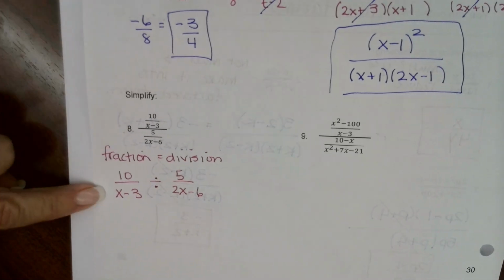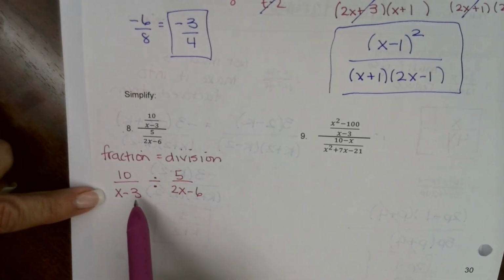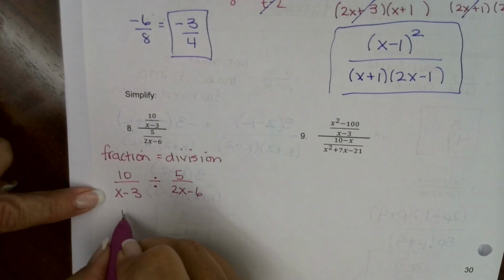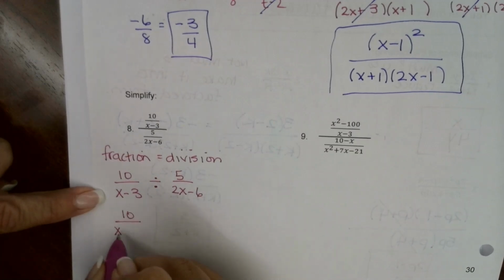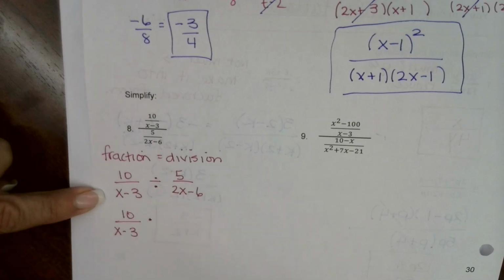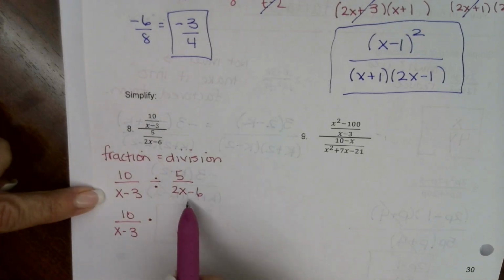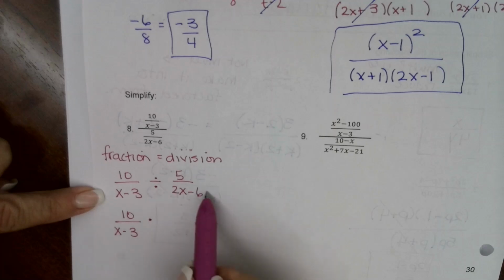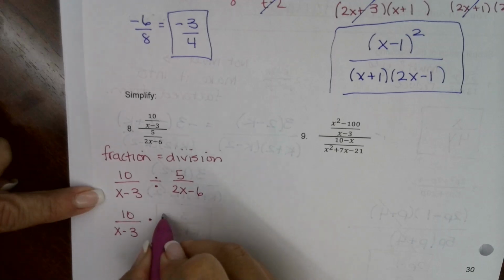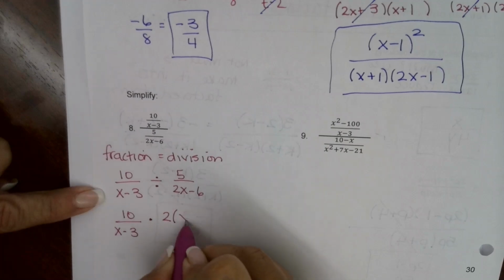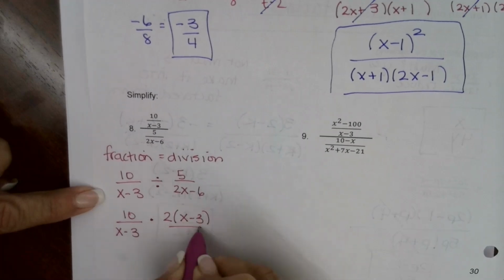Okay. Now at this point, I see I have a keep change flip. So I'm going to rewrite this as 10 over x minus 3, and I'm moving this to multiplication. I see that I have a GCF here in the denominator, so I'm going to go ahead and pull the GCF out. I pull the 2 out and I end up with x minus 3, and then the whole thing is over 5.